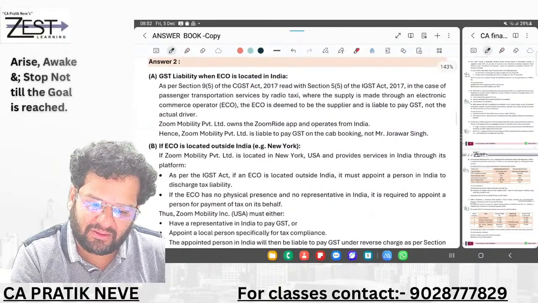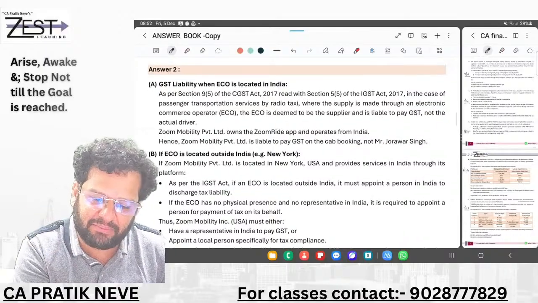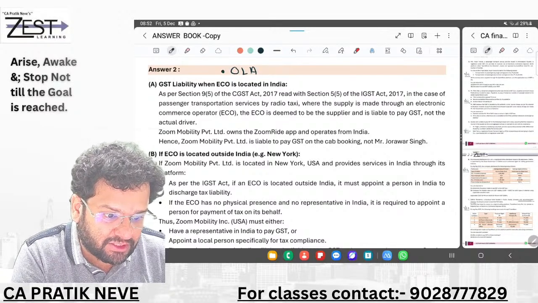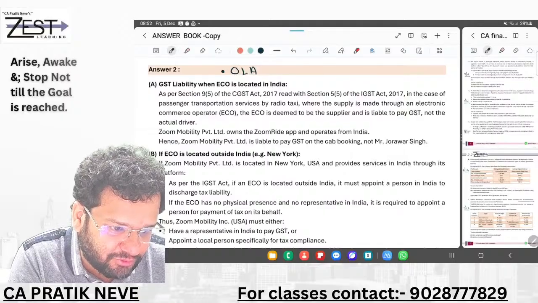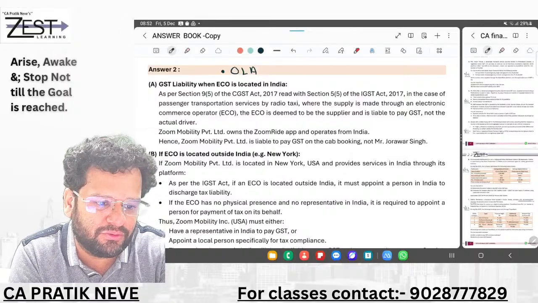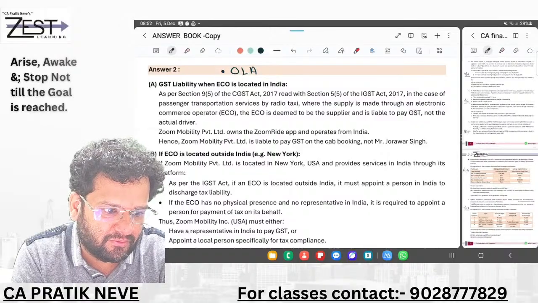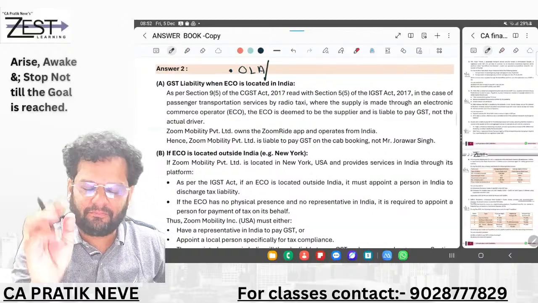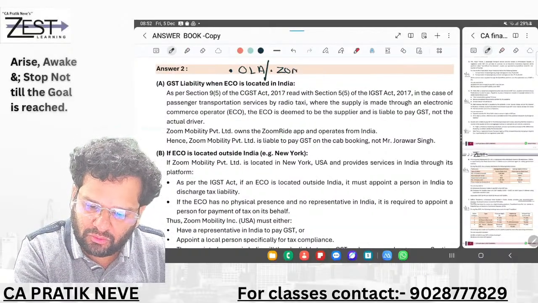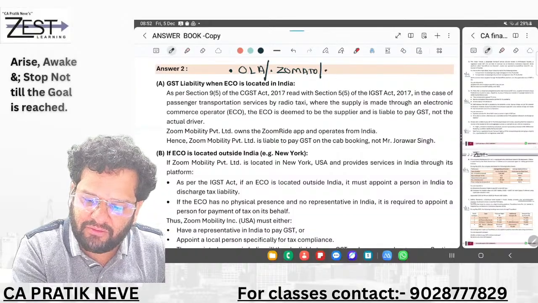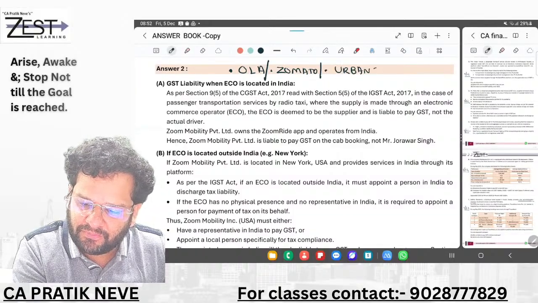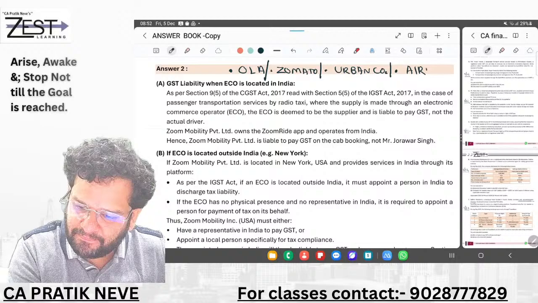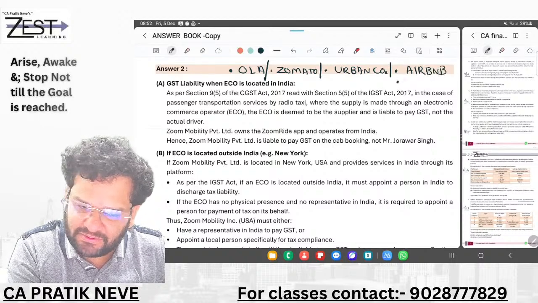In simple language, state five examples of the ECOs. Ola, very good. Acha, so you are watching the session. Wonderful, wonderful. So is the session helpful, guys, for you? Very nice to see that you're watching the session continuously. So Ola, then Zomato, then five representatives I am talking about. Urban Company, then Airbnb and Redbus. Wonderful.